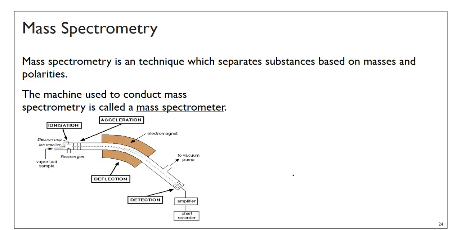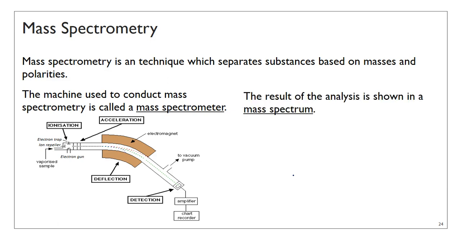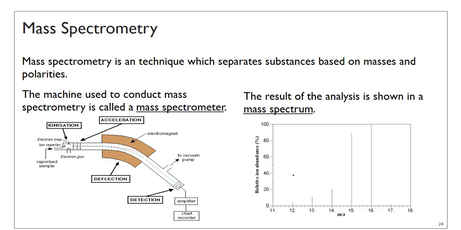This is a schematic diagram of the machine. Before you ask, we do not have this machine at our school. It normally costs around $1 million per machine. So yeah, anyway. And the second thing is the result of the analysis, and this is shown in a mass spectrum, which is this.